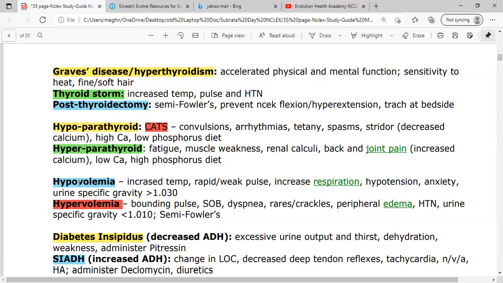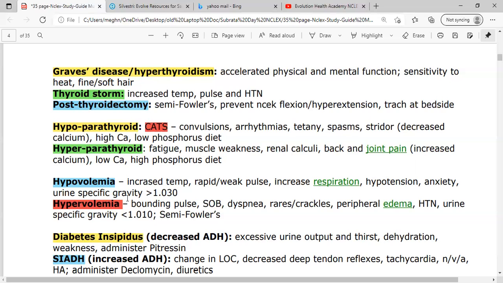Hypovolemia means volume goes down: increased temperature, rapid and weak pulse, increased respiration, hypotension because volume goes down and blood pressure goes down. Also anxiety. Urine specific gravity goes up because fluid is less and concentration goes up. It is more than 1.030.